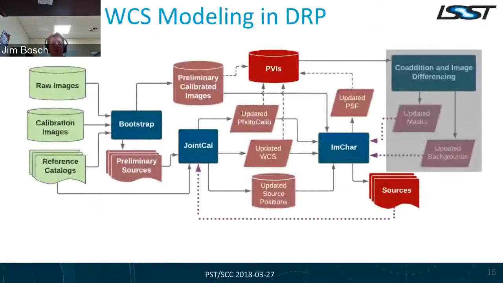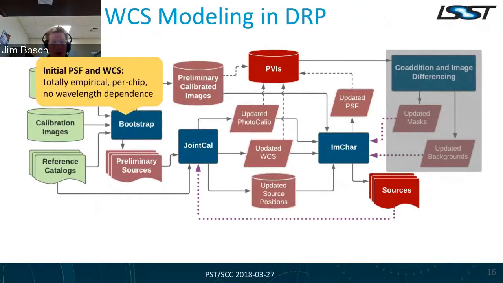So where does this all fit in? This is a snapshot of a flowchart of one piece of the data release pipeline, sort of the first piece where we start from raw images. And basically we'll construct these initial PSFs and WCSs, essentially the same kind that we would in alert production in this bootstrap stage. We'll improve the WCS based on those measurements in joint cal.